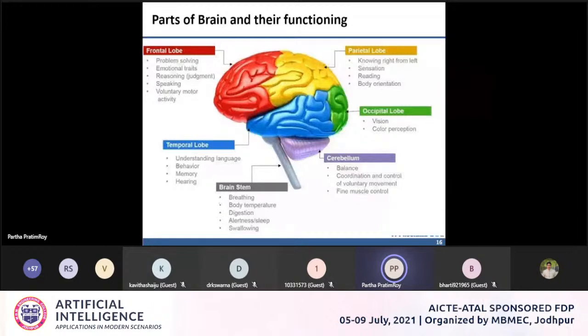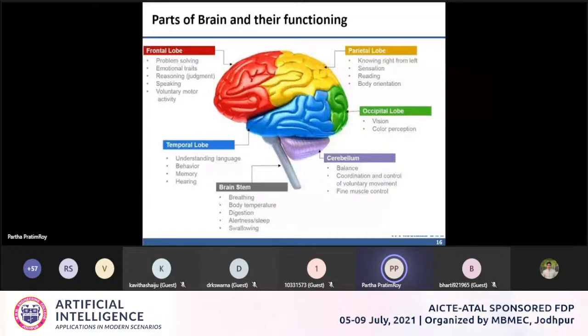The correct position means, for example, the occipital lobe in the brain, which is active for vision and color perception. Then the temporal lobe is active for understanding language, behavior, memory, and hearing.